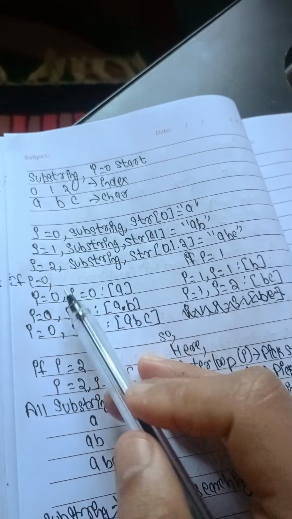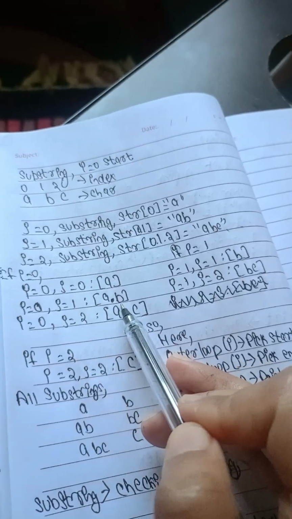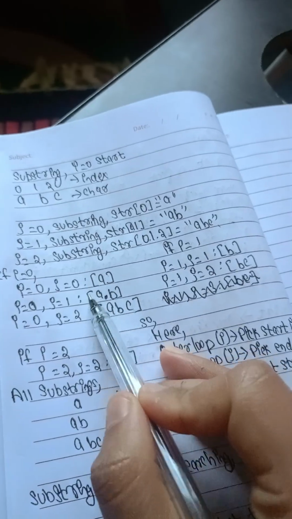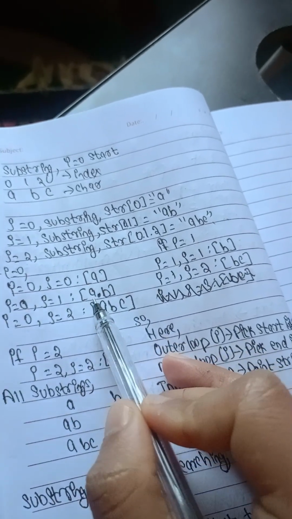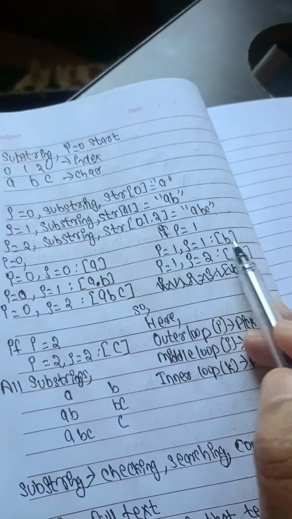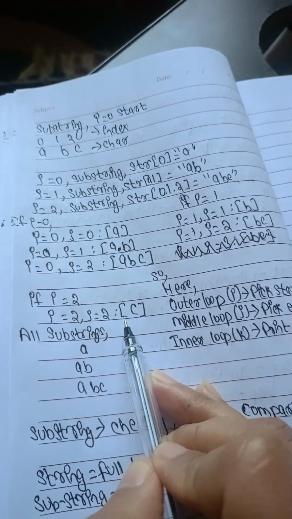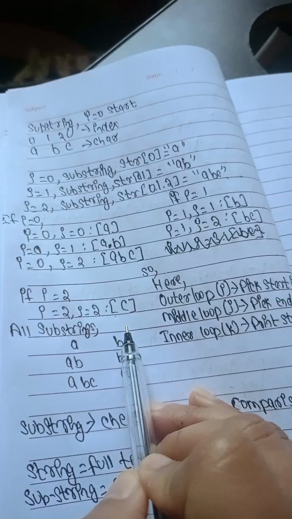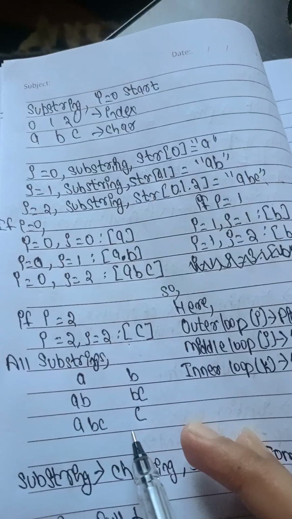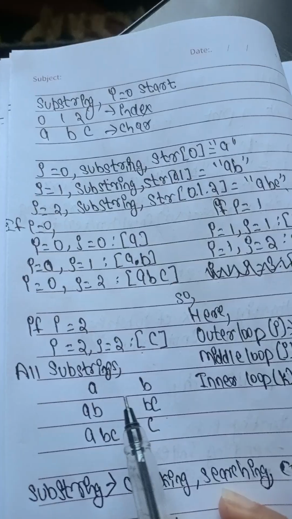If i is equal to 0, then j is equal to 0 gives A. If i is equal to 0 and j is equal to 1, it gives AB. If i is equal to 0 and j is equal to 2, then ABC is going to print. So we have altogether 3 substrings starting at 0. If i is equal to 1, it is going to print B, BC. If i is equal to 2, it is going to print only the last part, C. It is not going to repeat. So all the substrings are A, AB, ABC, B, BC, C. These are our substrings, and we can do it in programming as well.